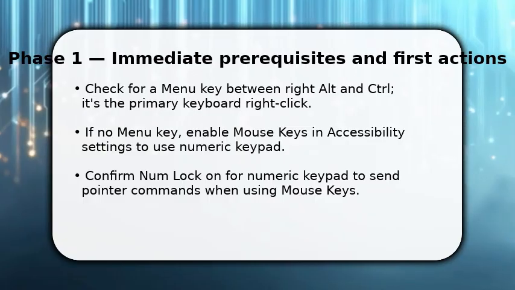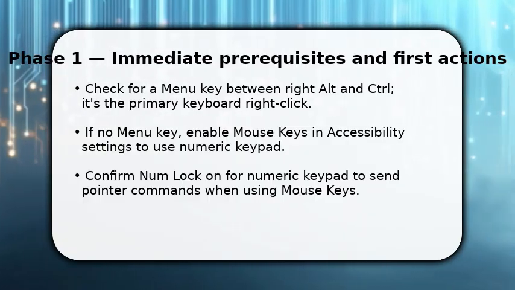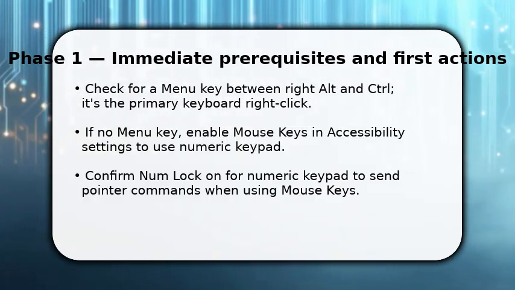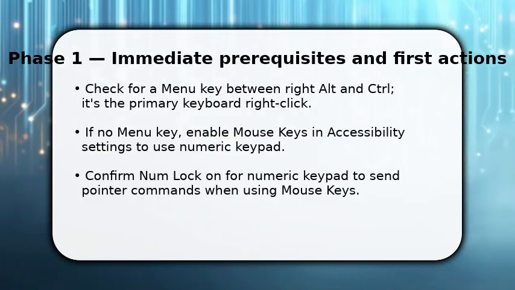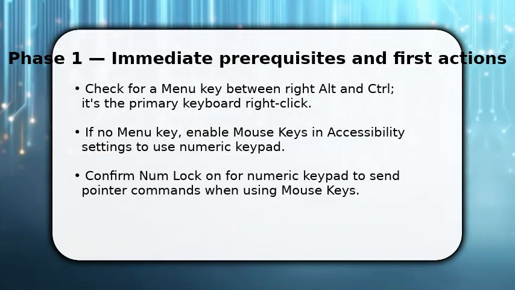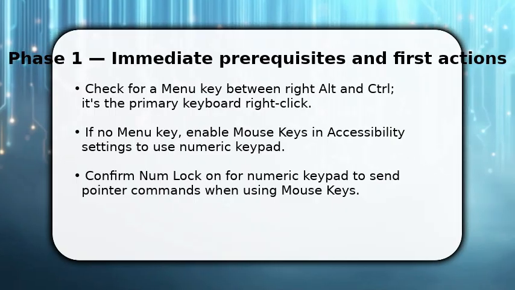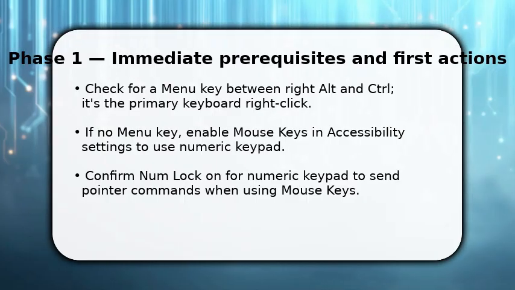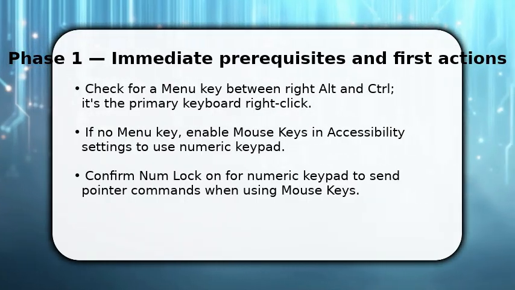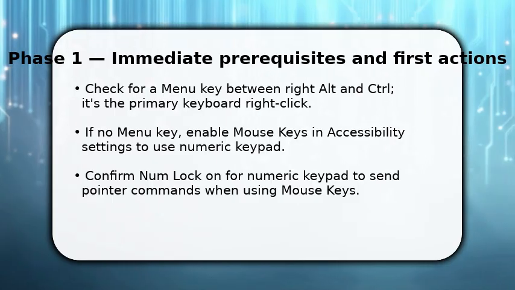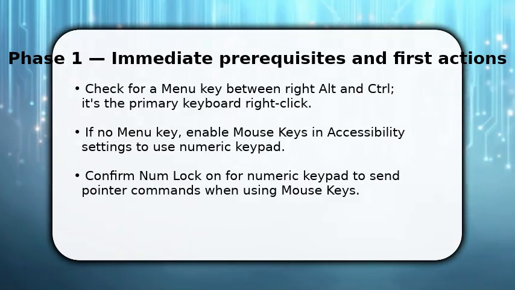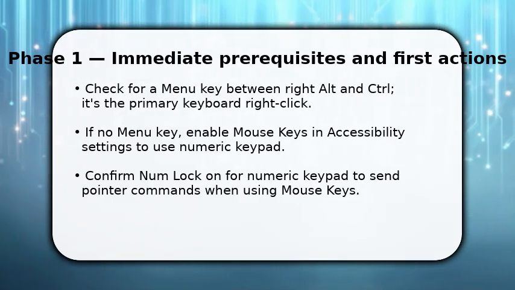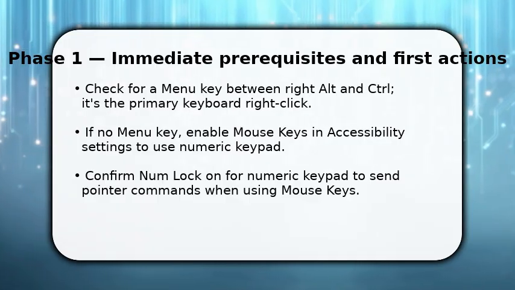You'll start by finding or enabling the keyboard method that sends a right click. First, look for the menu key between Right Alt and Control. Press it to open the context menu. Once done, if your keyboard lacks that key, go to Accessibility Settings and turn on mouse keys so the numeric keypad controls the pointer. Make sure numlock is on, otherwise the keypad won't move the pointer. This prepares you to trigger a right click without a physical mouse.